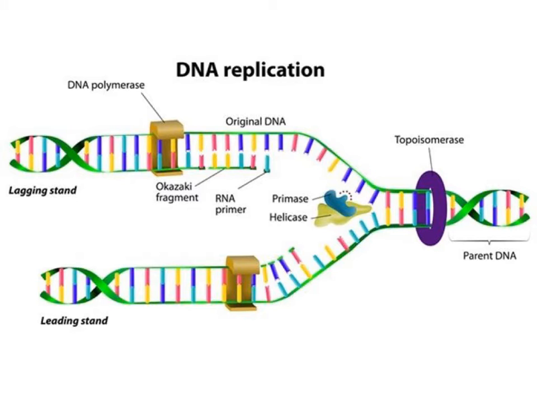DNA replication is pretty straightforward. What happens here is the parent DNA on the right is unwound by DNA helicase, and then the strands of DNA are copied, and so what we have at the end are two strands of DNA that are identical to the original strand.